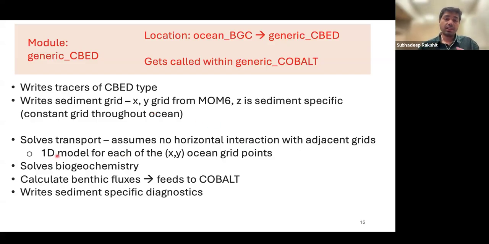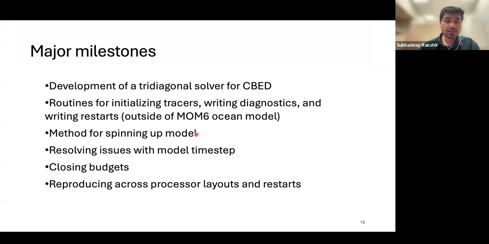So that's why we use that; it makes the job a little bit simpler, or easier, because we do not have the horizontal interaction with the adjacent grid cells. So what we did is essentially use the MOM6 XY grid, the lat-long grid, and then introduce a Z for the sediment, with that same uniform grid layer that I showed.